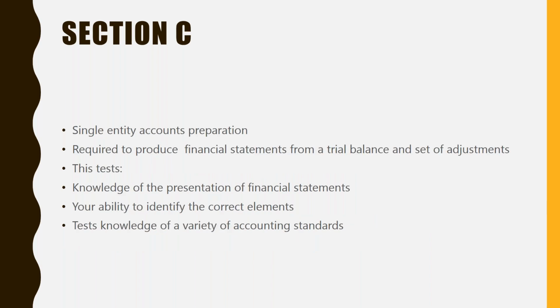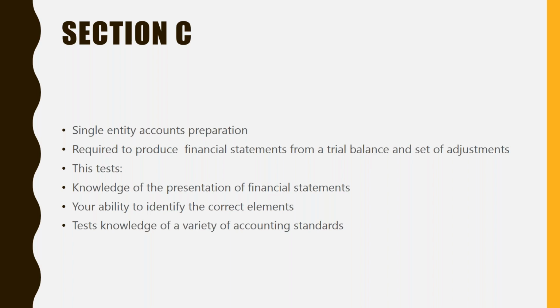Now we come to section C. Section C is one where you have an opportunity, if you're doing the CBE, to actually go and type this on a spreadsheet or a Word document. So he normally asks you here for single entity accounts preparation. So we have a single entity, not a consolidation. They may be required to produce financial statements from a trial balance, and you could actually do it from a trial balance and a set of adjustments.